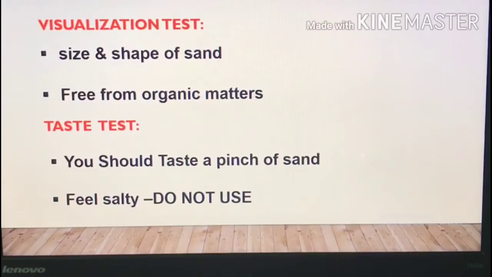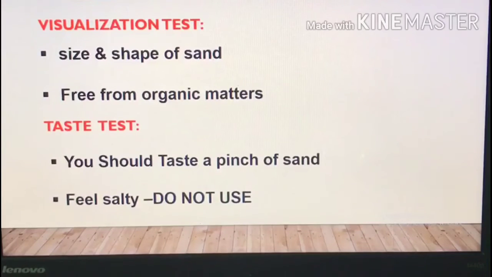The first test is visualization test. In this test, physically you have to observe the size and shape of sand, and also the sand should be free from organic matters like shell, shingle and other impurities.